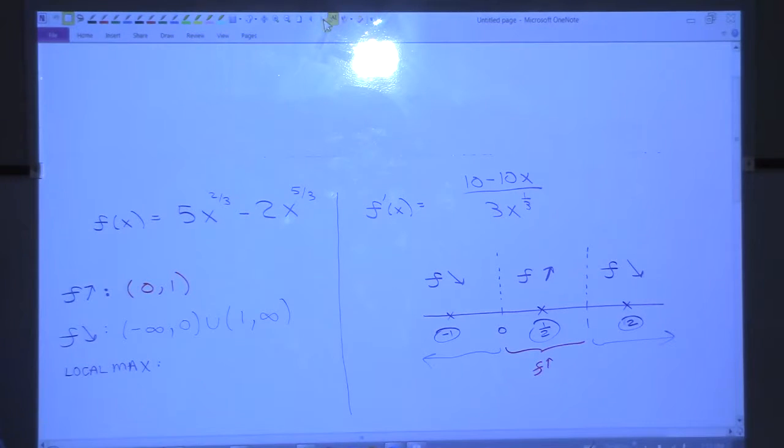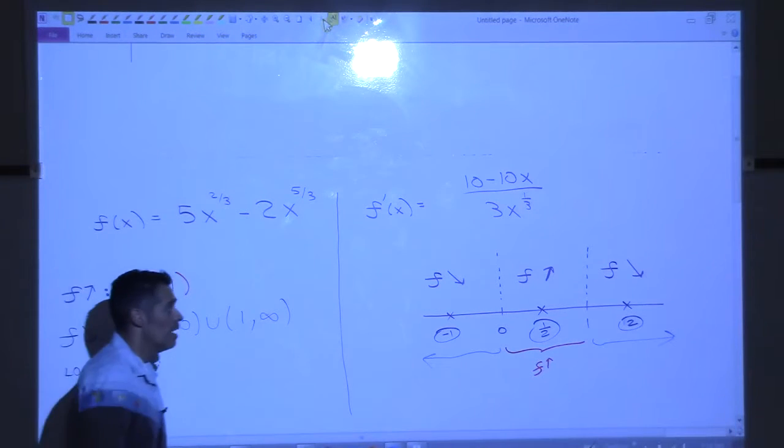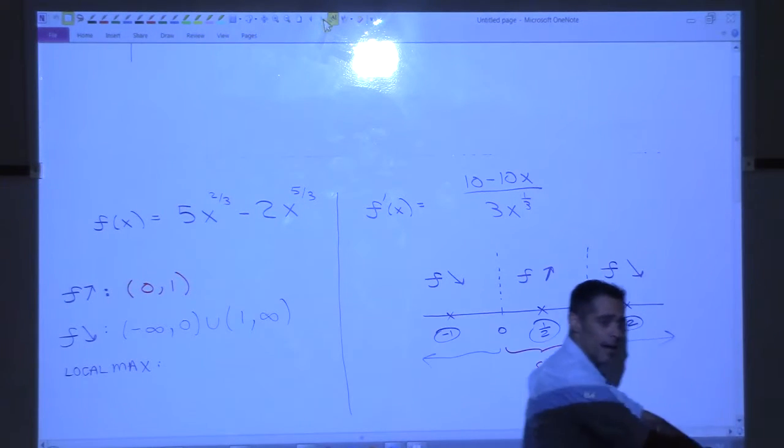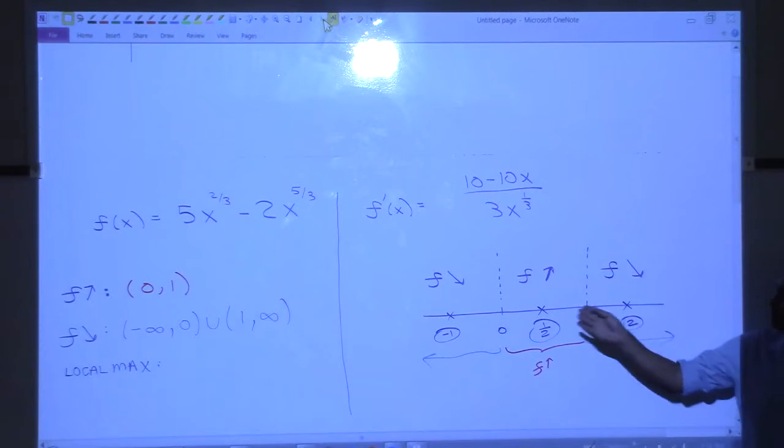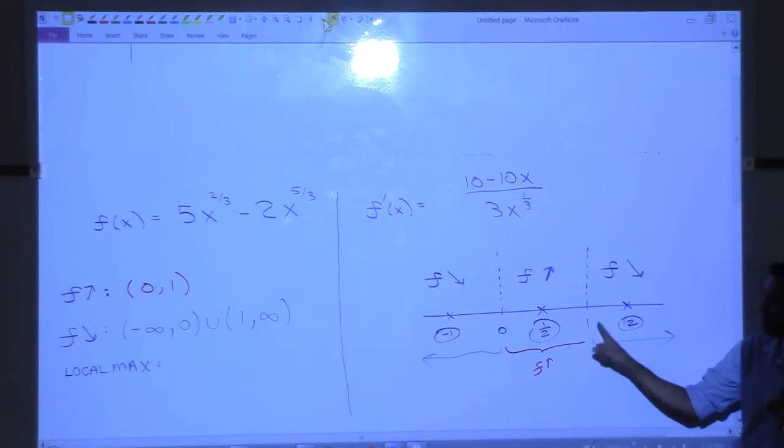What are we looking for? What tells us we have a local maximum? If we ever go up and then back down, right? If we go up and down, we have a local maximum. So we're going up here and we're going down here. Now we do have to check, is our function defined at 1? Yes, it is. Okay, so we don't have anything wrong.